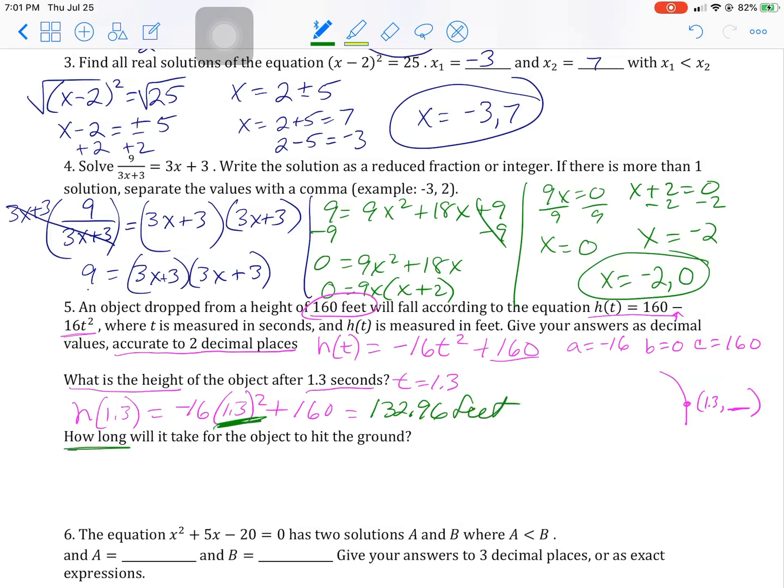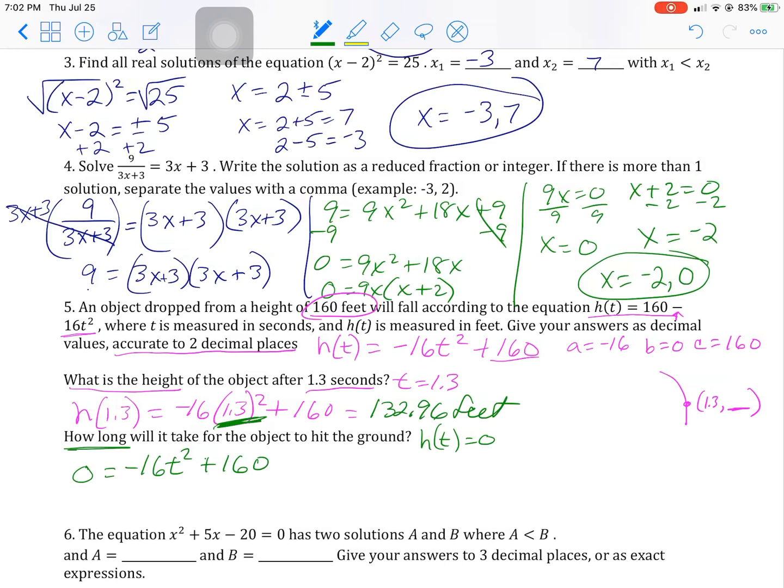How long will it take to get to the ground? How long it will take to get to the ground when the height is 0. Okay, so when the height's 0, what is t? So that's a quadratic. I could take a greatest common factor out and make my numbers smaller. I just don't. You're going to get the same answer, and you're not going to get any points off for not doing that first.